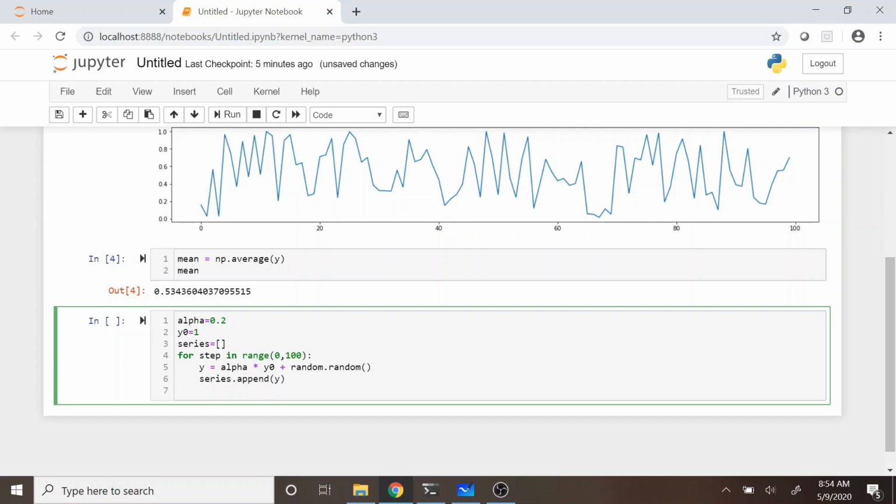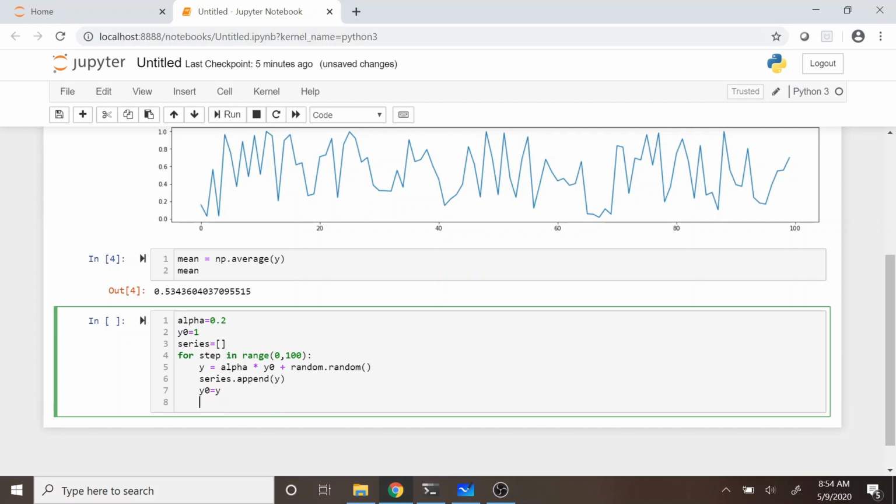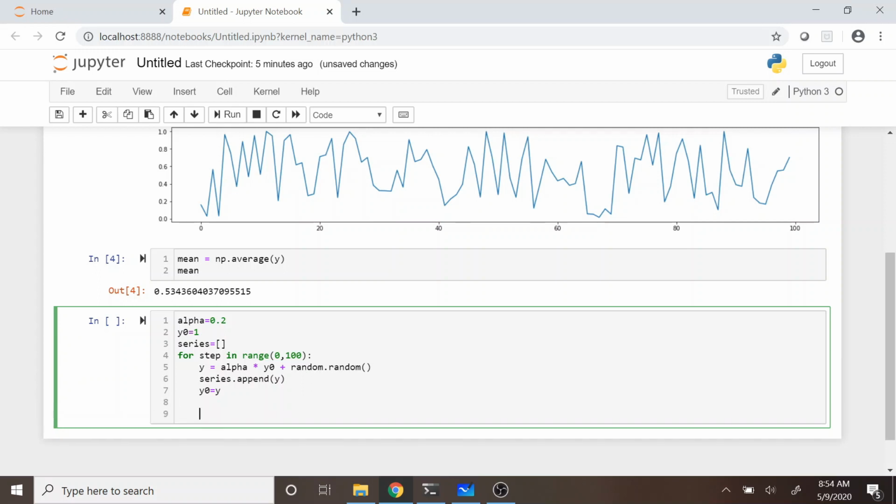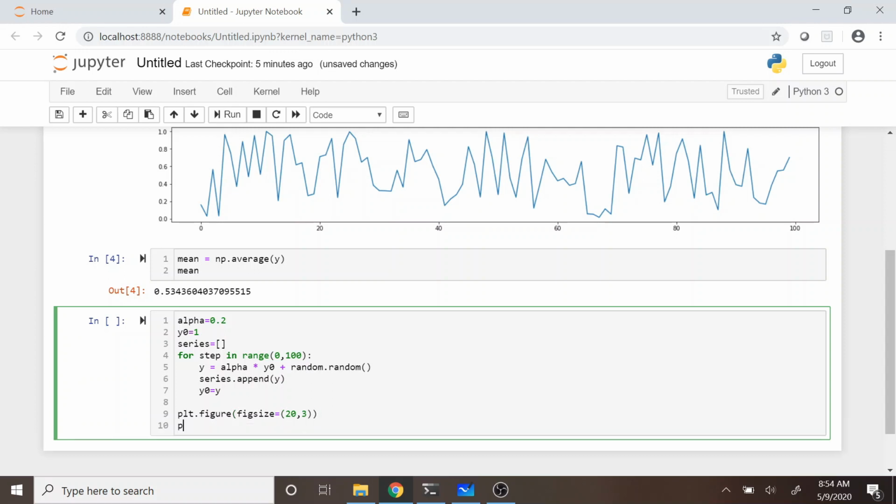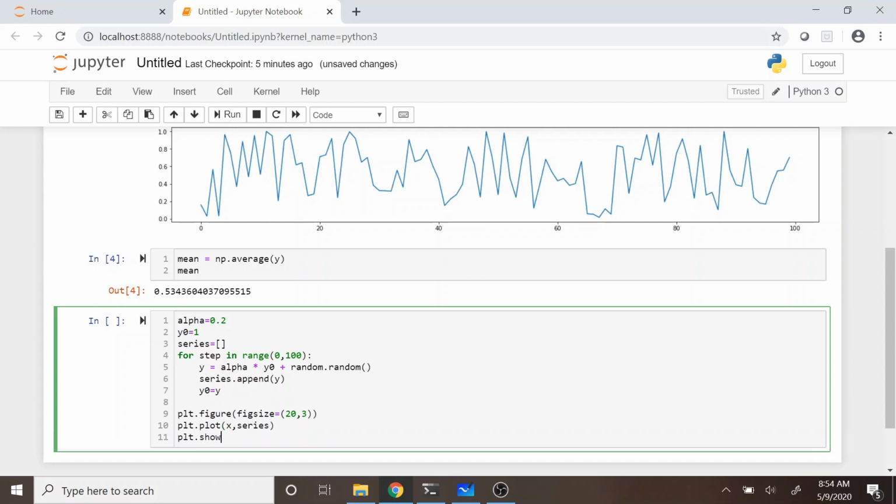So y0 should be equal to the new value of y, and it will be done 100 times. Let's see what happens when we plot this. plt.plot, and I want to plot x against series.